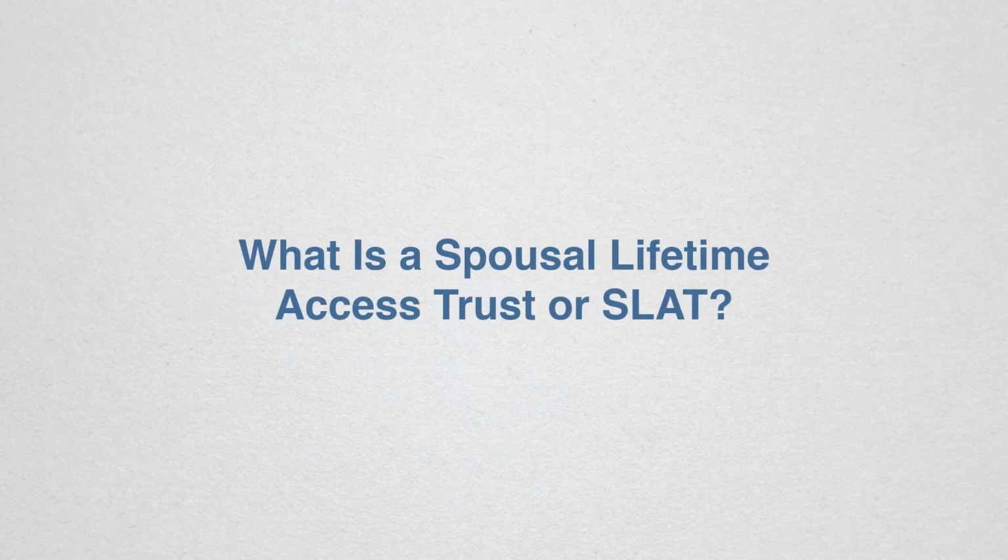What is a Spousal Lifetime Access Trust, or SLAT? A Spousal Lifetime Access Trust, also known as a SLAT, is an irrevocable trust where one spouse is the grantor and the other spouse is the beneficiary. The grantor spouse will execute the trust, and the beneficiary spouse will have limited access to the assets in the trust. It's essential that the beneficiary spouse's access be limited to protect the assets from creditors and estate taxes.